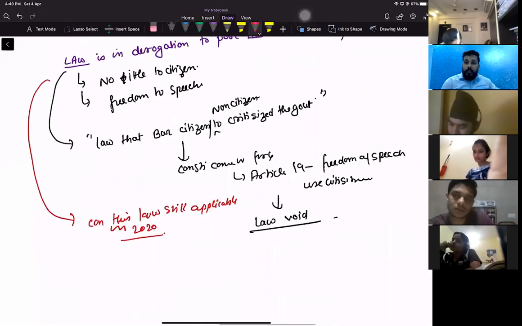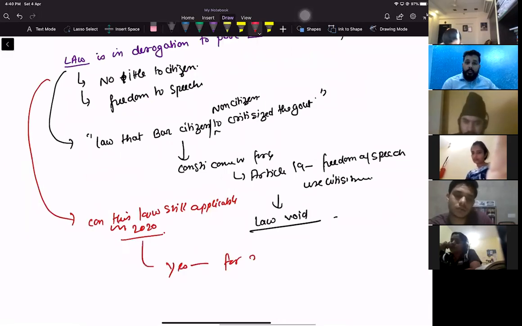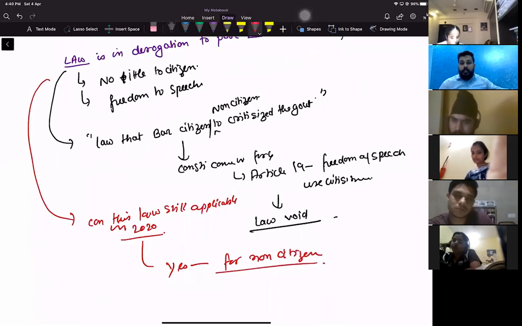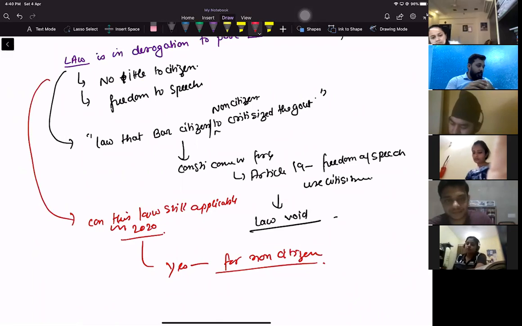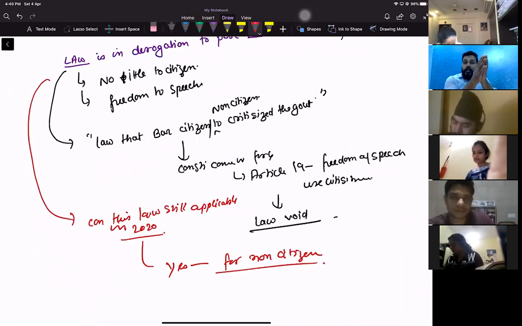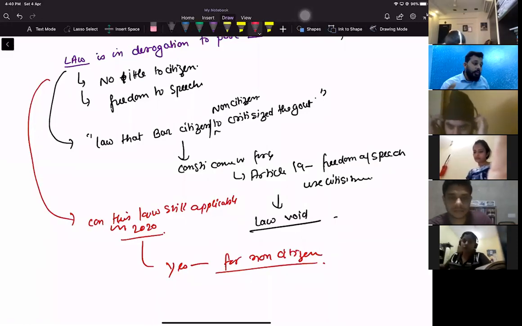Yes. How? For non-citizens. Yes, it is for non-citizens, because this law applies to both citizens and non-citizens. Article 13 says to that extent it is inconsistent. To what extent? Article 19 is only available to the citizen and not to the non-citizen. For non-citizens it is still working. So this is why that is known as the doctrine of eclipse.